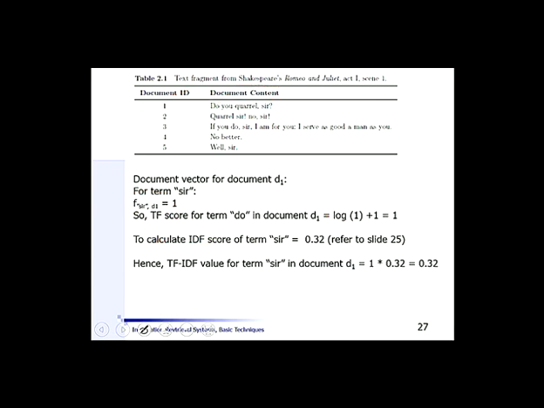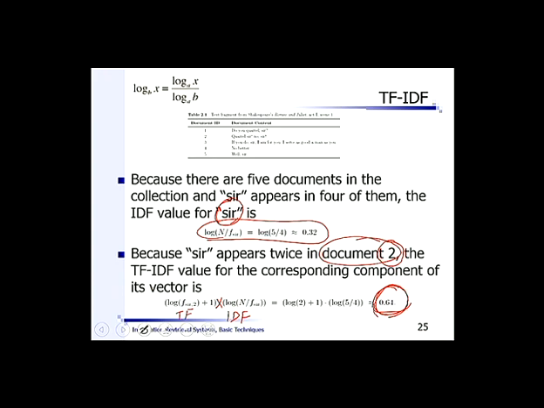Okay. Similarly, if I calculate the value of sir, the frequency of sir in document 1 is only 1. So it will be log of 1 plus 1, which is 1. And to calculate the IDF score, we can go back to slide number 25. Yeah, we have done it over here.